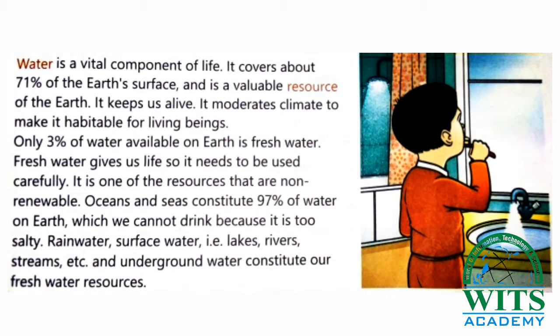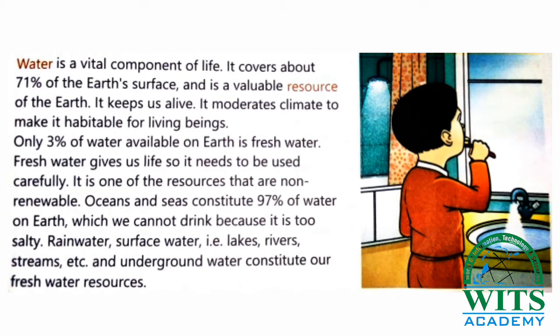Only 3% of water available on Earth is fresh water. Fresh water gives us life, so it needs to be used carefully. It is one of the resources that are non-renewable. Oceans and seas constitute 97% of water on Earth, which we cannot drink because it is too salty. Rainwater, surface water, for example lakes, rivers, streams, etc., and underground water constitute our freshwater resources.